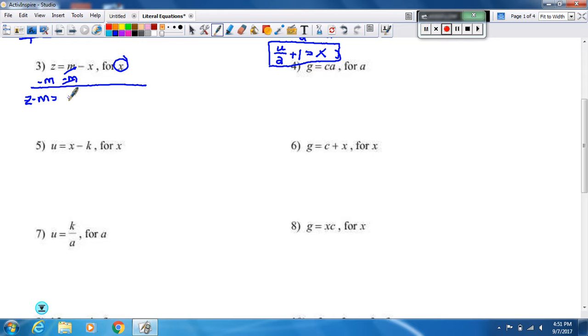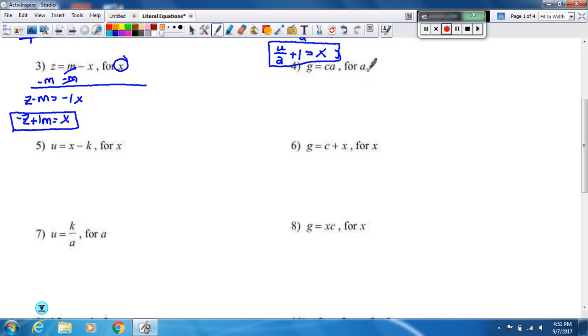Now this is like a negative 1x. So the quickest way to get rid of a negative 1 in front of a letter that you're solving for is just to change all the signs. So the opposite of positive z is negative z. The opposite of negative m is positive m equals, and the opposite of negative 1x is positive 1x. So you have your answer. It's the same as multiplying or dividing by negative 1.